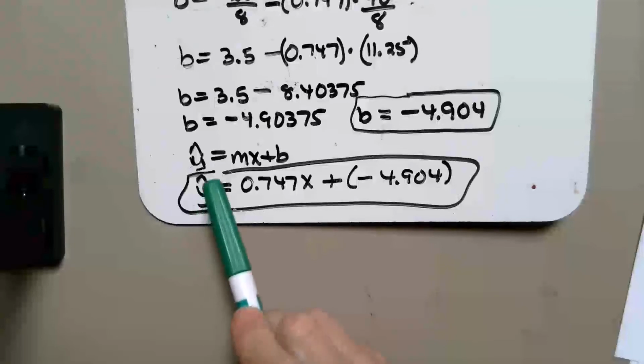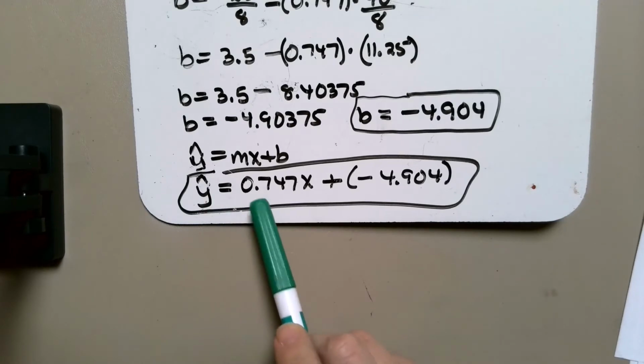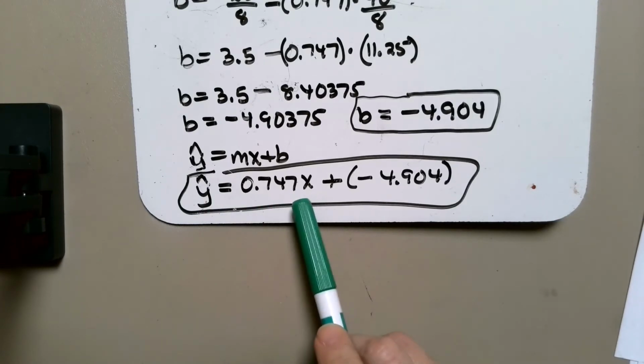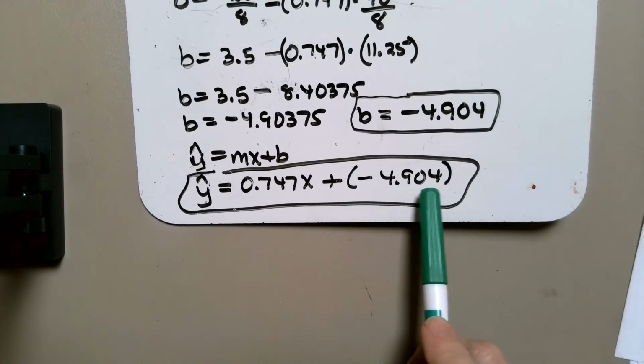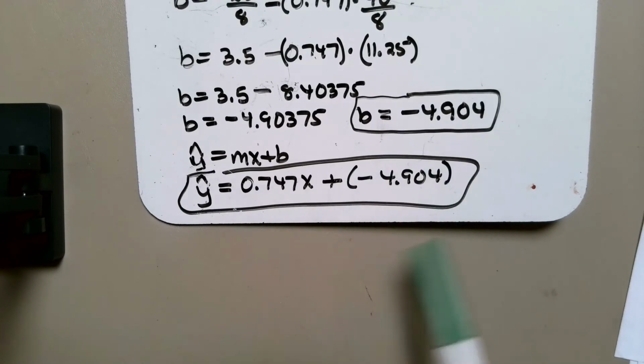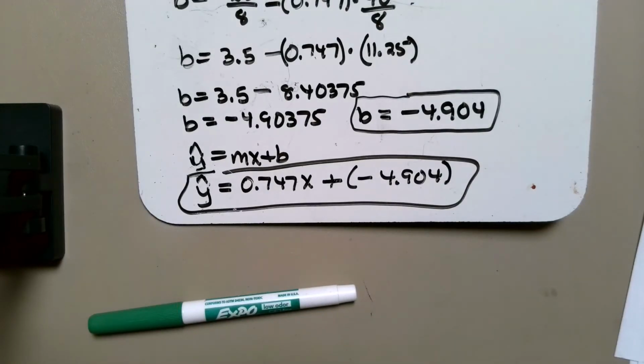So our regression line, y hat equals mx plus b, or expected y equals mx plus b, is y hat, or expected y, equals 0.747x plus, or you could say minus, 4.904. So that's what we're going to use in the next section to then do some expected values for y given an x value.